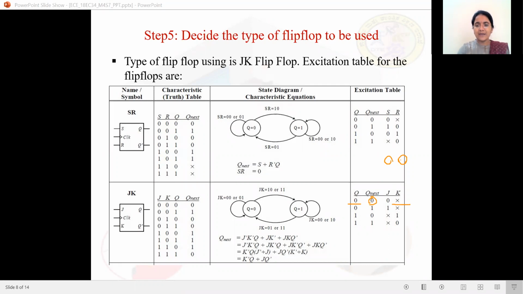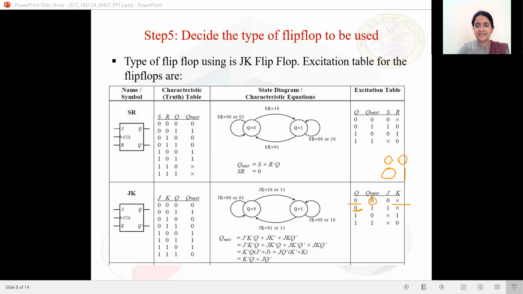And if you want to reset the flip-flop, and if you want to get the output as 0, then we can provide the input as 01 to the flip-flop. Then we will get the next state as 0.